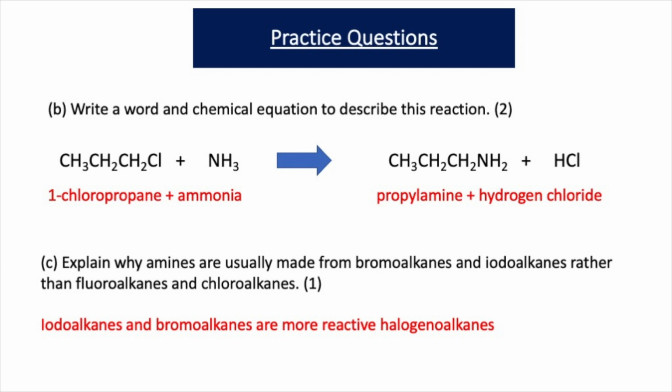So for question 1c, you're asked to explain why amines are usually made from bromoalkanes and iodoalkanes rather than fluoroalkanes and chloroalkanes. Now this is because iodoalkanes and bromoalkanes are more reactive than fluoroalkanes and chloroalkanes, because the factor that determines the reactivity of halogenoalkanes is bond strength, and a carbon-iodine and carbon-bromine bond breaks a lot easier than a carbon-chlorine and carbon-fluorine bond. So this is a 1 mark question, so 1 mark if you said that iodoalkanes and bromoalkanes are the most reactive halogenoalkanes, and they're more reactive than fluoro and chloroalkanes.